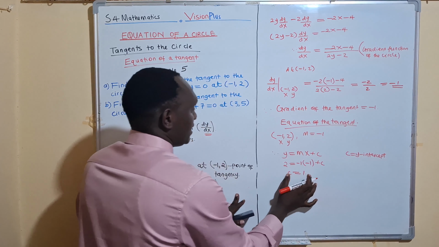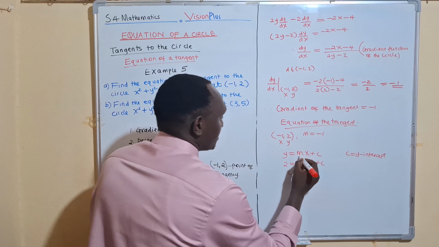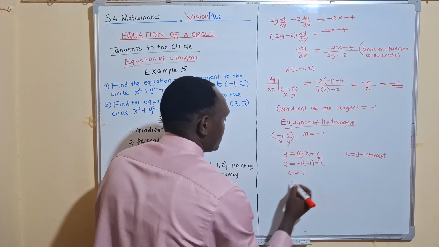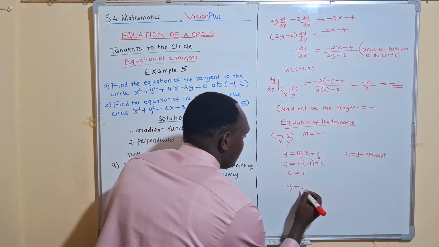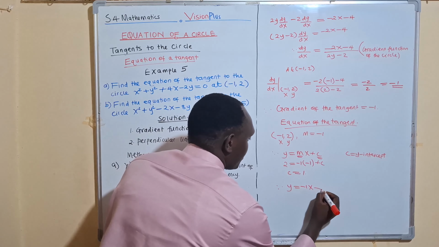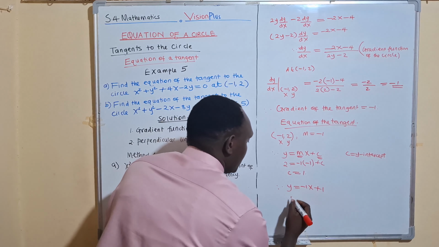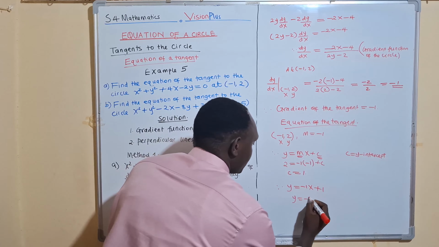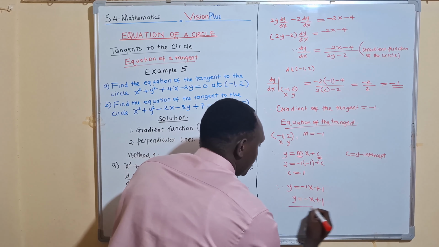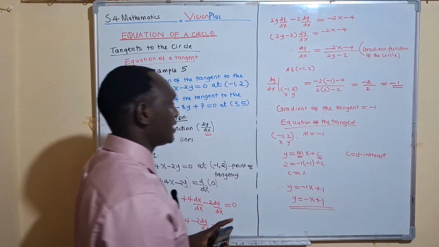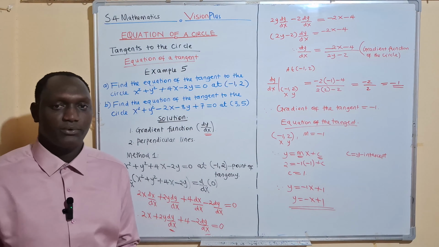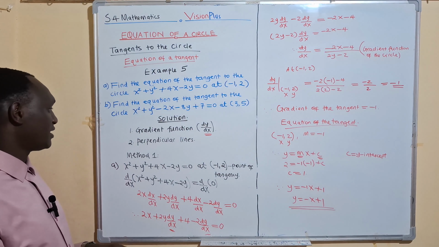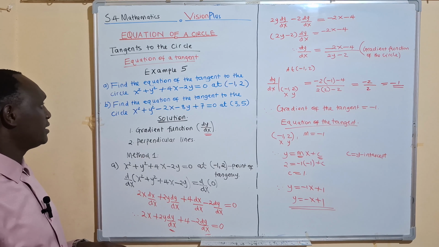After getting c, which is the y-intercept, then you substitute for m and that value of c. So now the equation becomes y equals mx plus c, where m is -1 and c is 1. Therefore, y equals negative x plus 1. This is the equation of the tangent to the circle at that given point. So this is method 1 when we are doing part A.